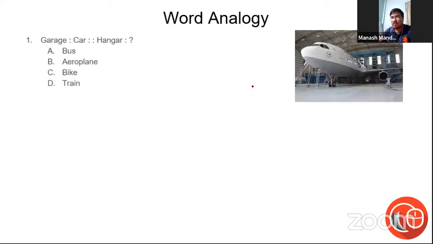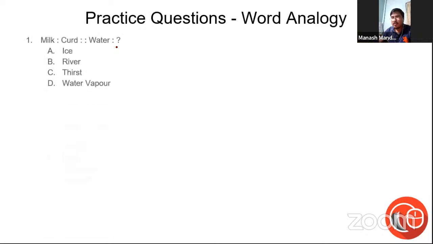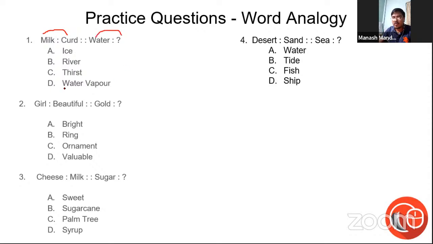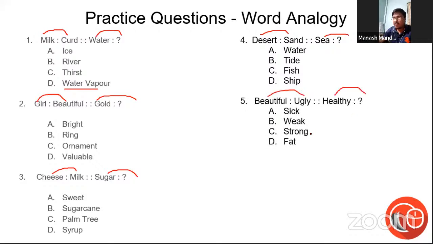We solved many questions on word analogy. We also understood the importance of having a good vocabulary. We practiced many questions and understood what kind of logic to use. Same state, solid state, and not water vapor, which is gaseous state. Cheese is made from milk. Sugar is made from sugar cane. Desert is made of sand. Sea is made of water. Opposite: healthy has to be opposite, and not strong.